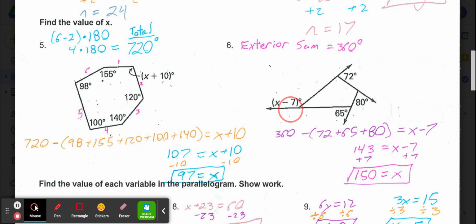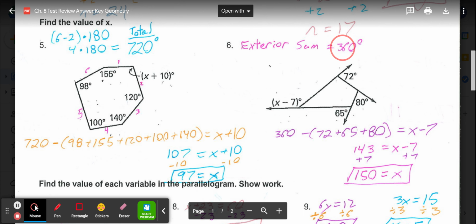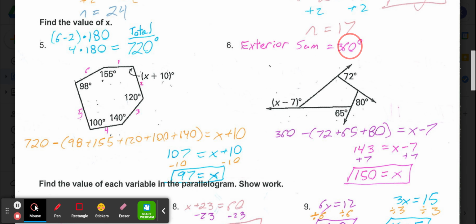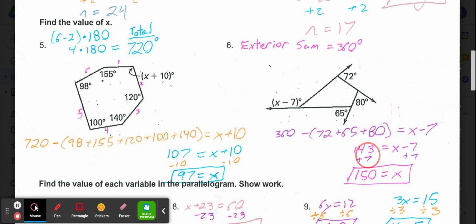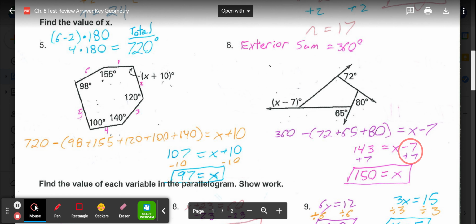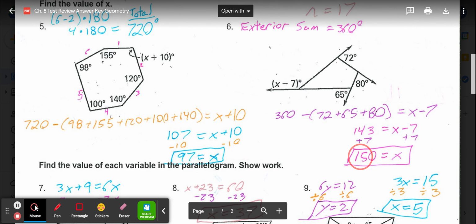Now in 6, we're looking at exterior angles of a polygon. And anytime we're dealing with the exterior angles, we know the sum is 360 degrees. So if I do 360 minus the 3 angles I know, I'll be left with the measure of x minus 7. So 360 minus the 3 we know equals x minus 7. 360 minus these 3 leaves us with 143, equaling x minus 7. So we add 7 to each side, and x would equal 150.